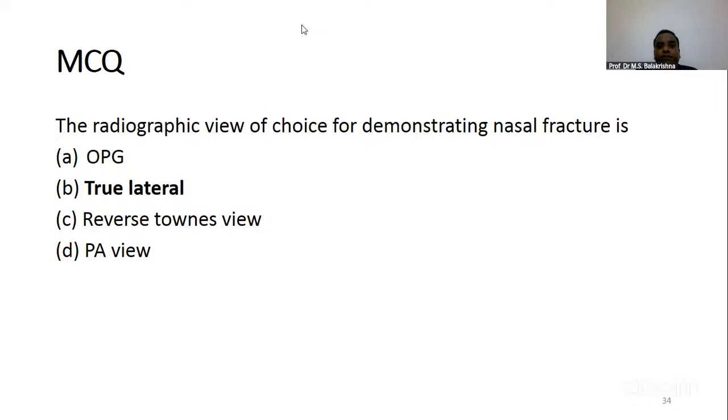Next question. The radiographic view of choice for demonstrating nasal fracture is. Whenever there is a fracture, you should take two radiographs perpendicular to each other. For a nasal fracture, one you will take straight, and another you will take a lateral view. So true lateral is the best choice for demonstrating nasal fracture because the two X-rays should be taken perpendicular to each other. True lateral view is the answer here.